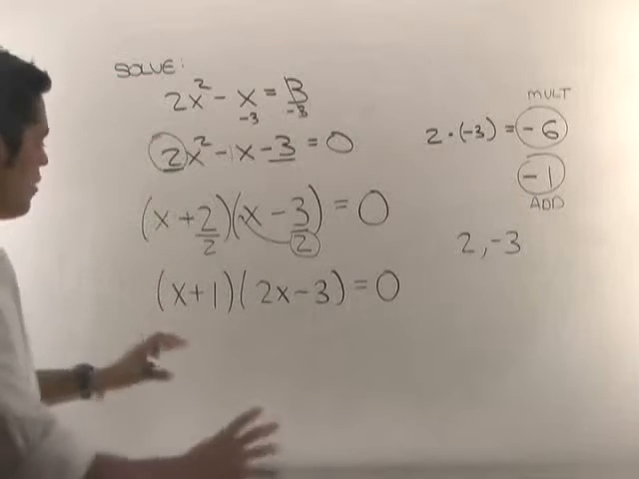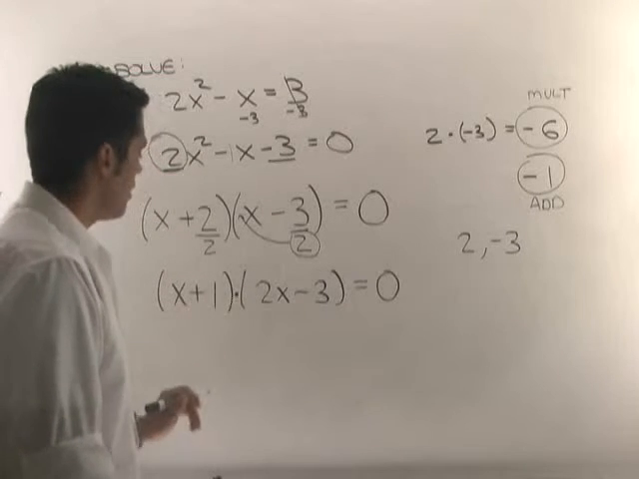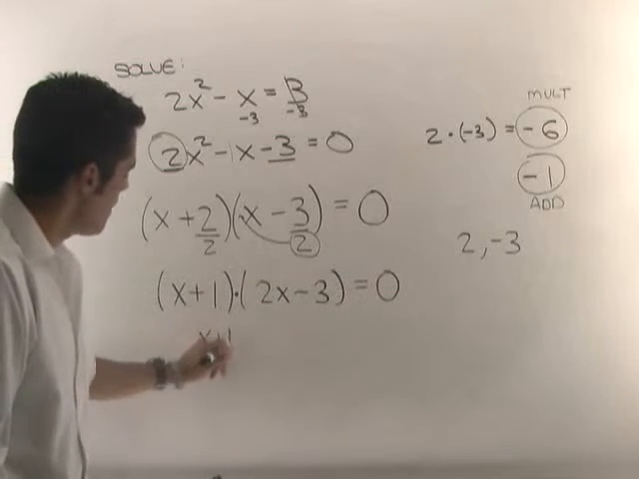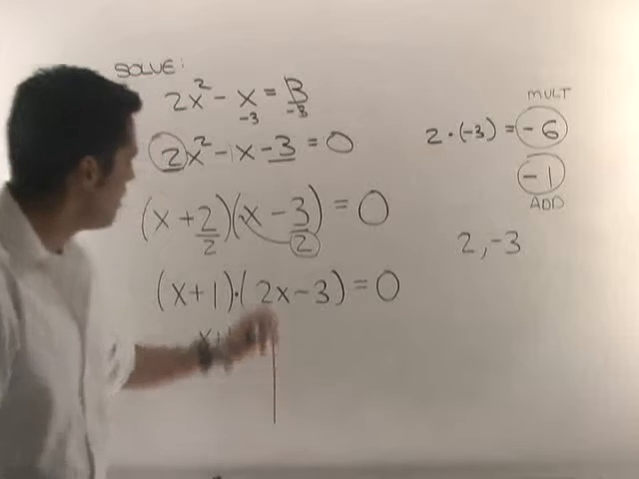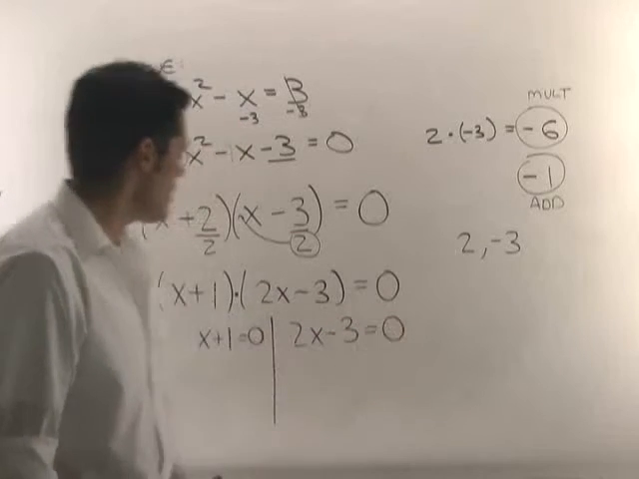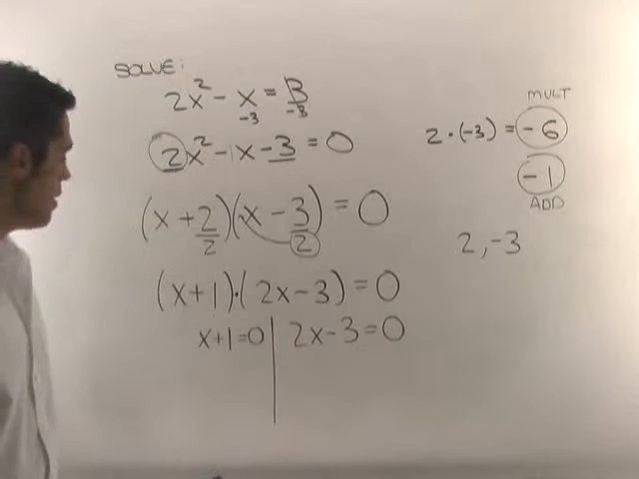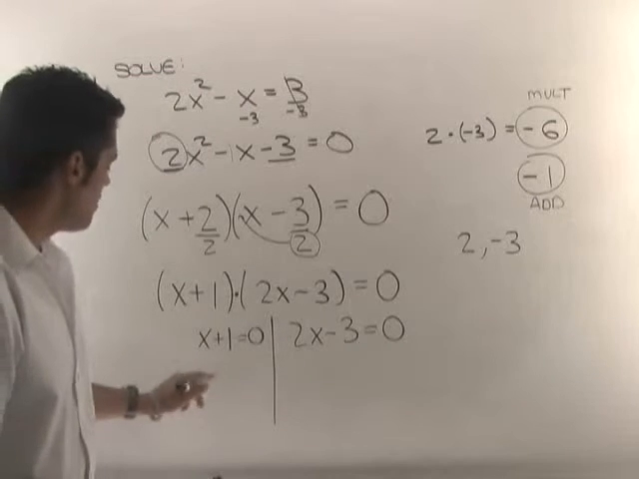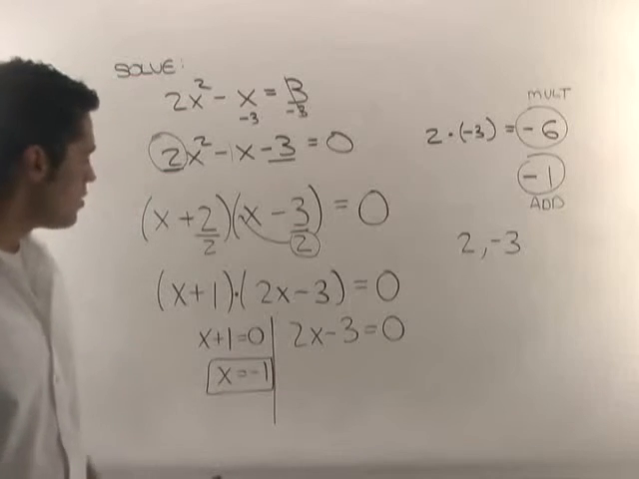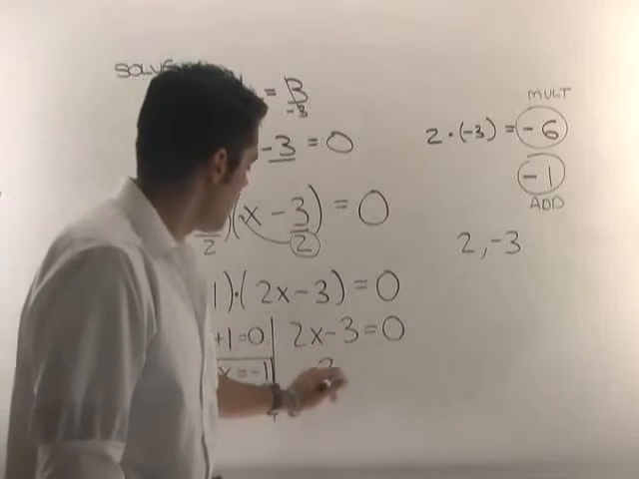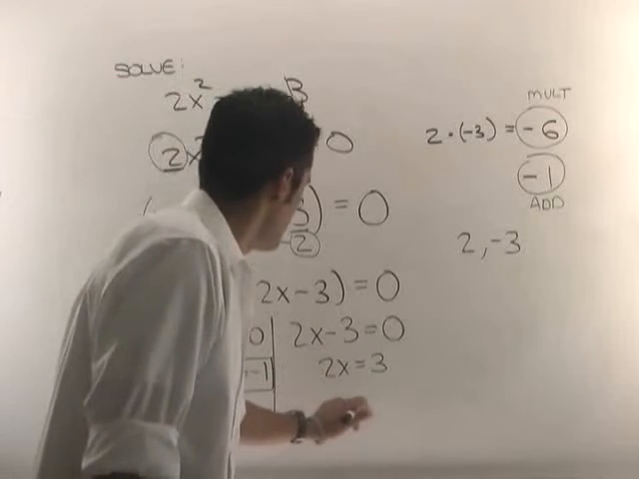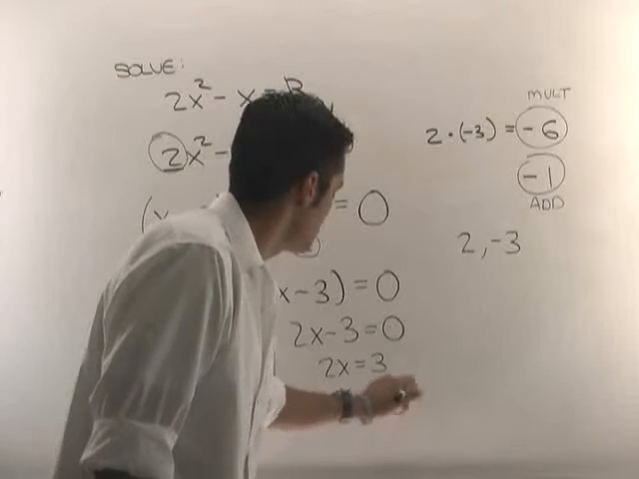So now that we have it factored, we have multiplication here, so we set each factor equal to 0. I take x plus 1, set it equal to 0. Then the other one, 2x minus 3, I set that equal to 0. And now I just solve each of these linear equations for x. So I'll subtract 1 on both sides there. I get x is equal to negative 1. And the other solution, I add 3 to both sides. And now I divide by 2. And I get 3 halves.